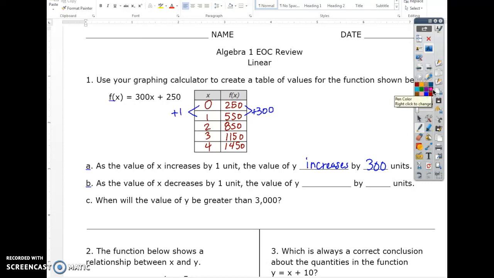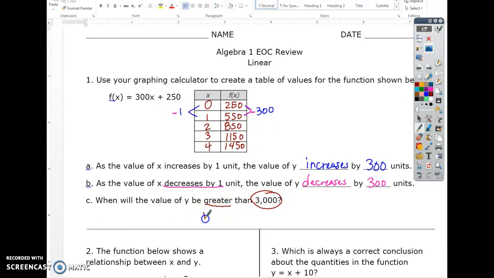And the opposite happens as well. If it says, as the value of x decreases by 1, so if I go backwards from here to here, if I decrease it by 1, what's happening from here to here? It's going to decrease by 300. So the value of y decreases by 300 units. Okay?